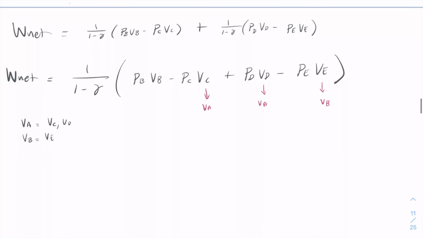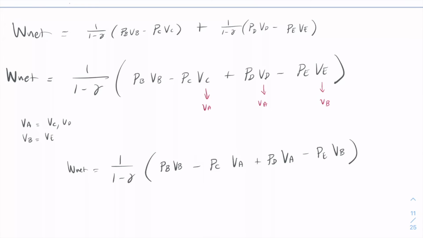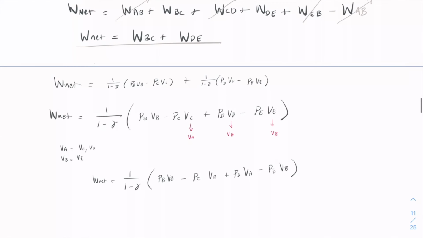Okay, so my net work, W net, is equal to 1 over 1 minus gamma times P_B V_B minus P_C V_A plus P_D V_A minus P_E V_B. Okay, so let me just double check the solution guide that they have here and make sure that I don't have an error here. So P_B V_B, P_C V_A, P_D V_A, P_E V_B. Yep, and that is correct.